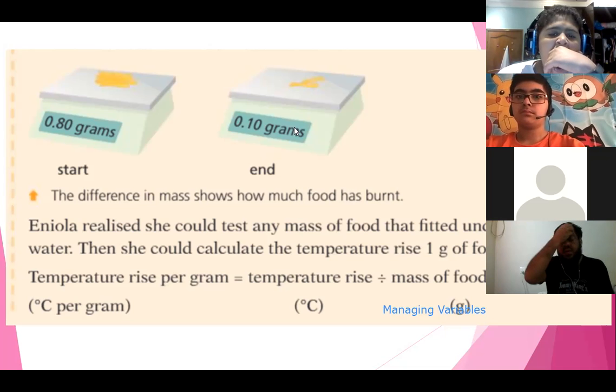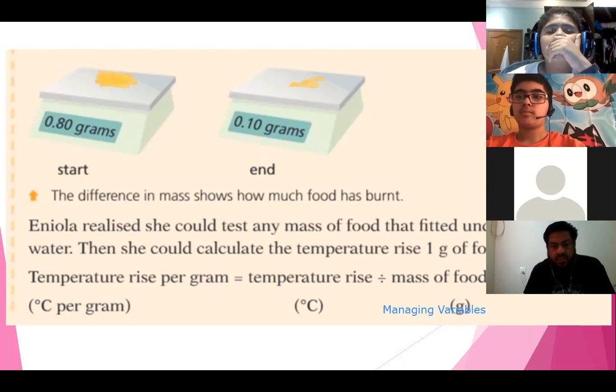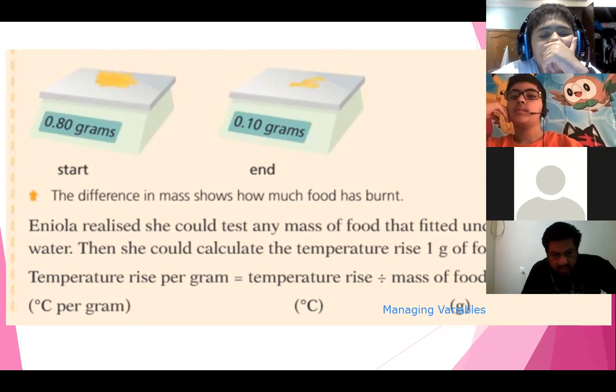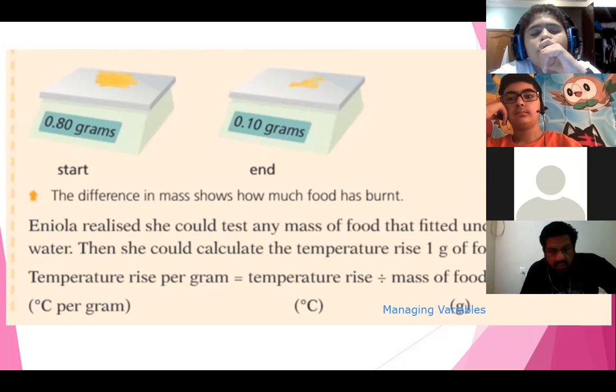Inona realized that she could test any mass of food that fitted under the tube of water. Then she could calculate the temperature rise 1 gram of food causes. Temperature rise per gram equals temperature rise divided by mass of food used.